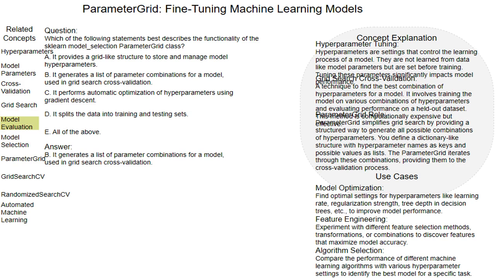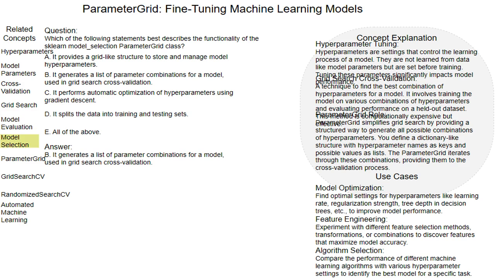Model evaluation: assessing the performance of a trained model on a given dataset using metrics like accuracy, precision, recall, etc. In a fraud detection system, evaluating the model's performance on unseen data helps to determine its ability to correctly identify fraudulent transactions and minimize false positives.